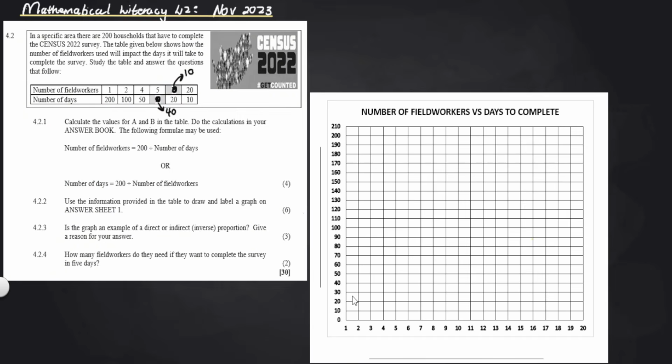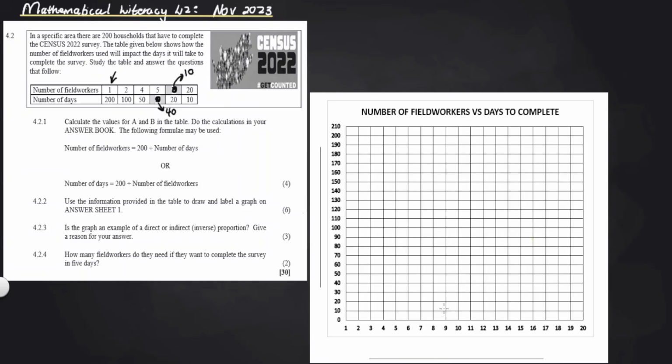Yeah, B is 10. Okay, it's 10. We need this information because you're plotting a graph here. I prepared graphing paper. So for 4.2.2, we'll have to plot the information. For the first one, if we have one field worker, how many days is this going to take?